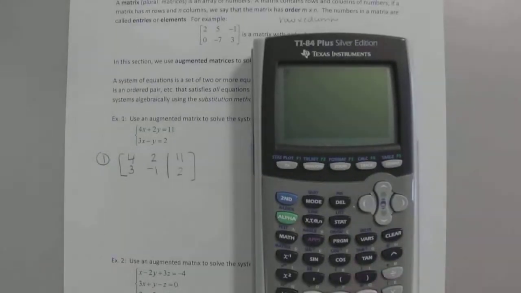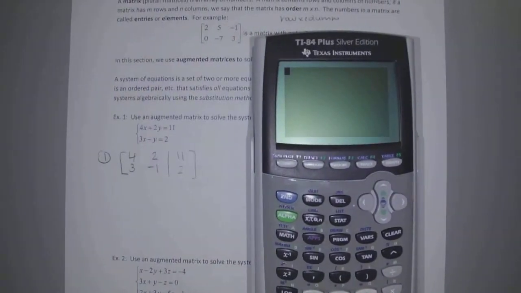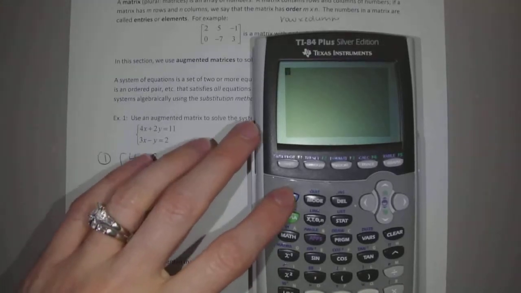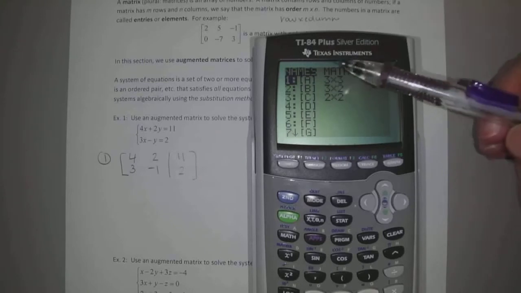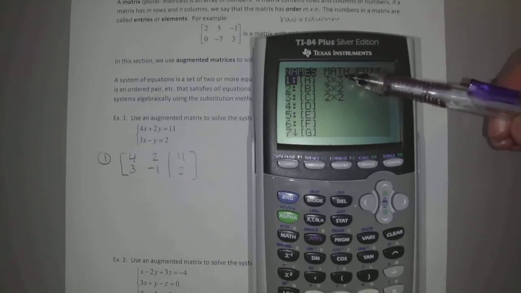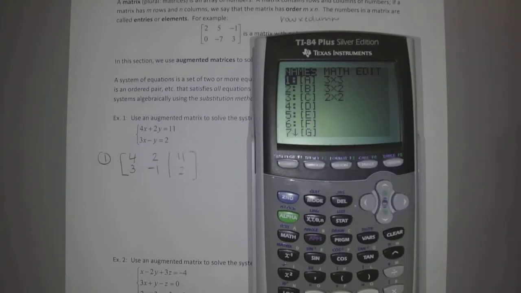How we do it is we first need to put this in our calculator, okay? So if you look right above your x to the -1 button, do you see how it says matrix right on top of it? So hit second matrix. These are the matrices we're going to be using, but we need to change them each time we have a new matrix.